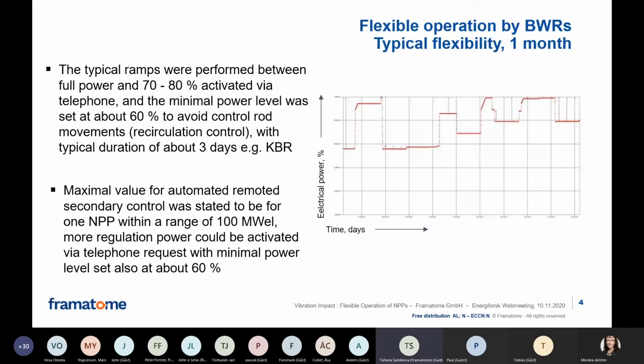This is for the next plot. We looked at whether they are also participating in some secondary control issues, which are much faster. So we found one plant who performed it in a range of 100 megawatt electric. But after these automatic reserves, they also could be called to perform the classical load following, and they will do it also only till 60% of the load. The next slide, please.